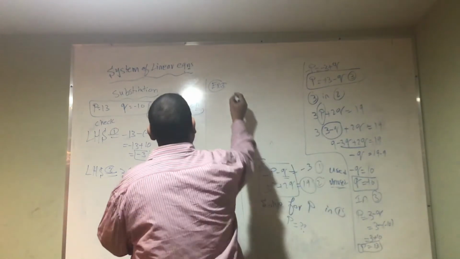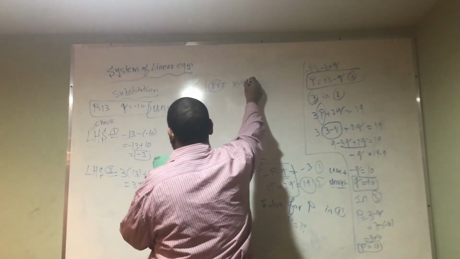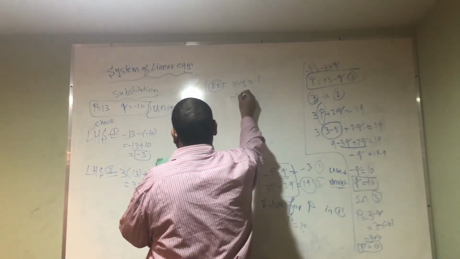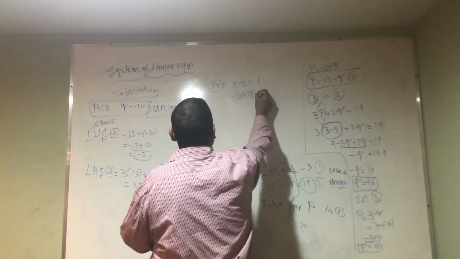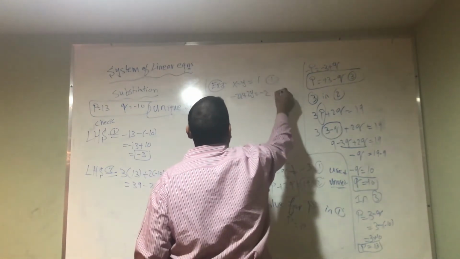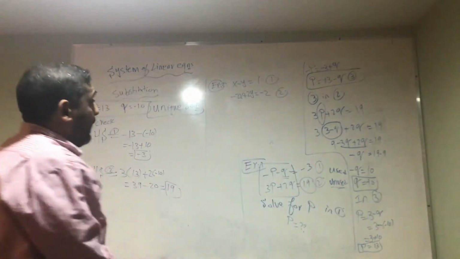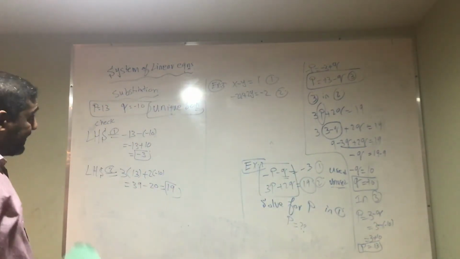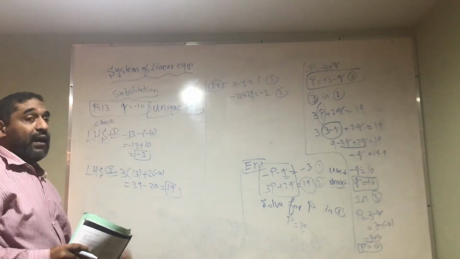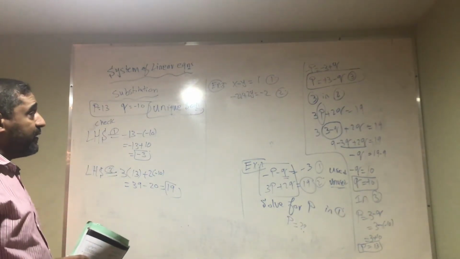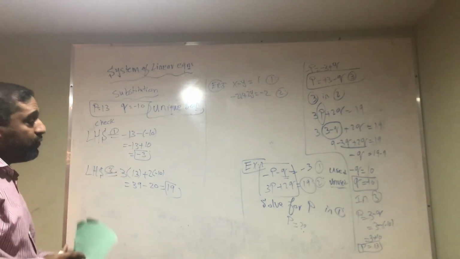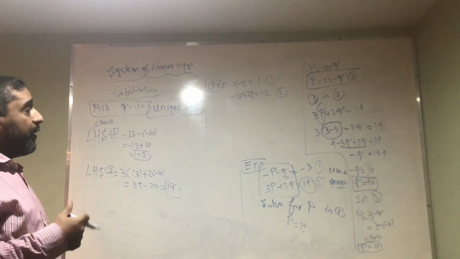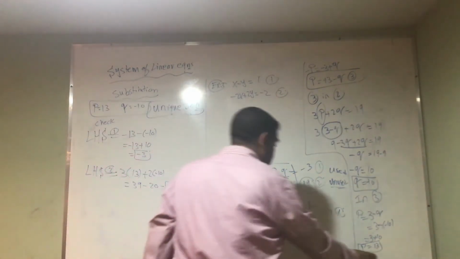So you have x minus y equal 1, and minus 2x plus 2y equal minus 2. That is equation 1, that is equation 2, all right? Here they are very specific: solve by substitution. So you have to use substitution. You don't need to use another technique, just substitution, in order to show you are able to use the substitution technique. Okay, guys?